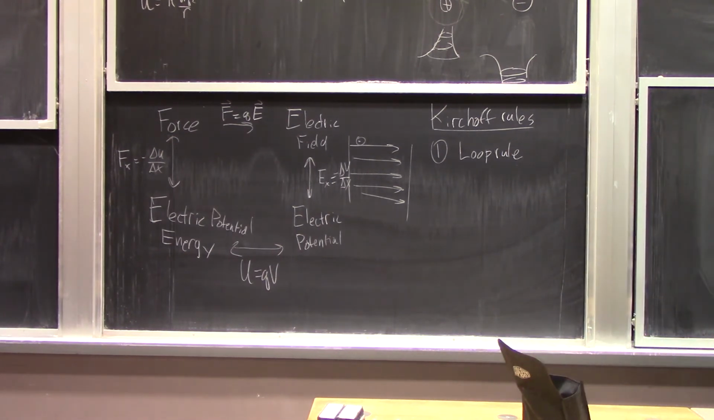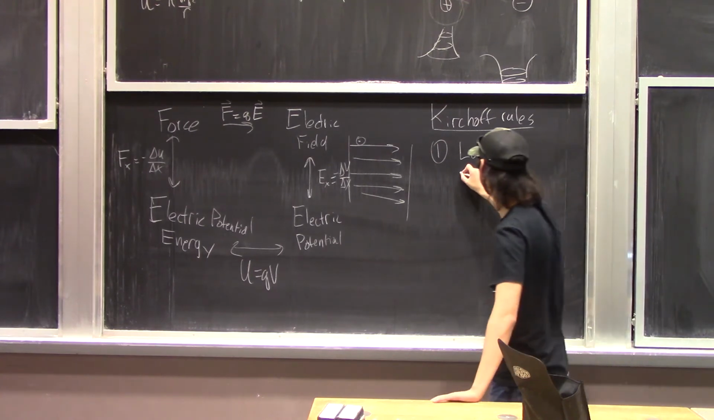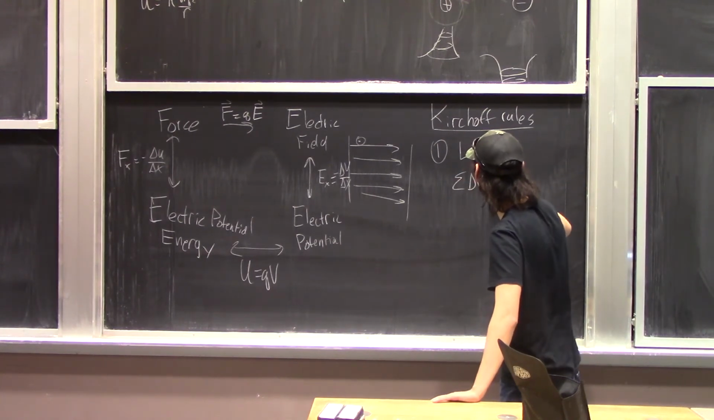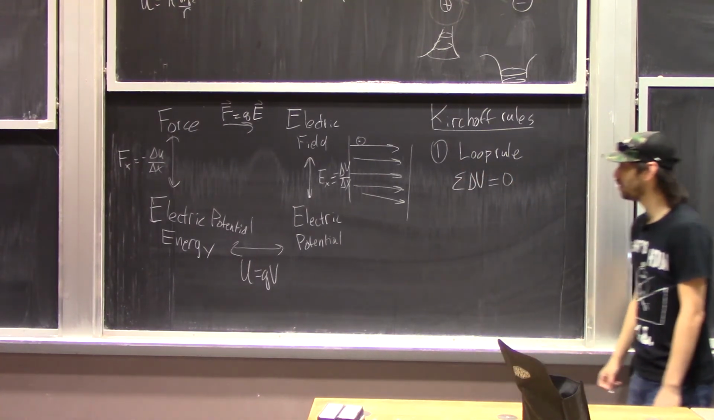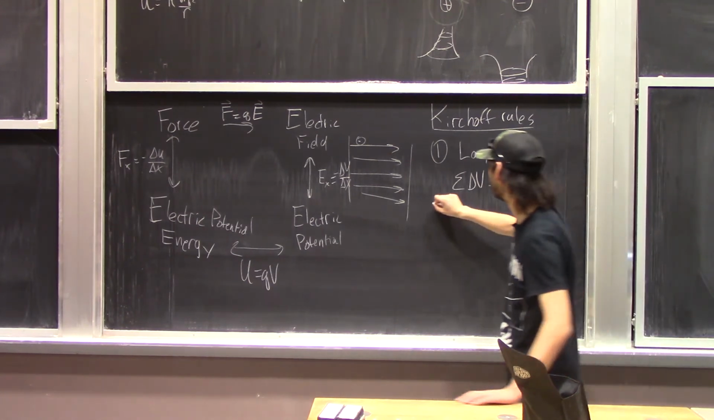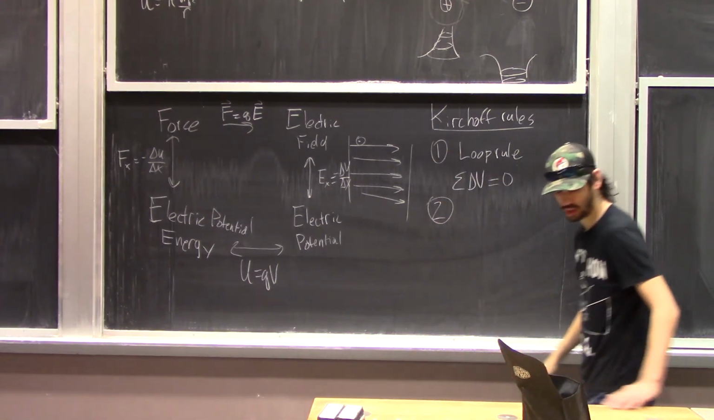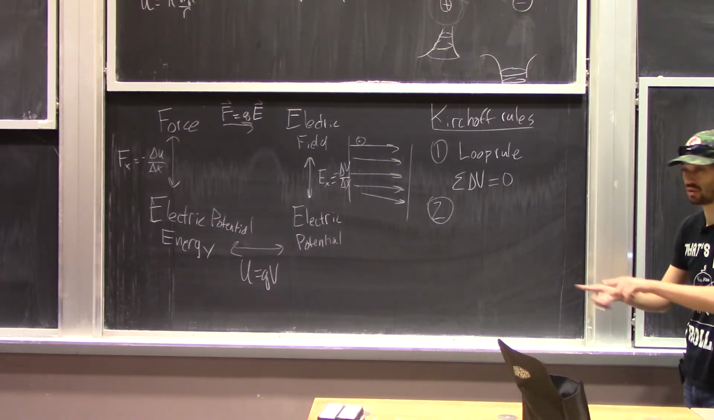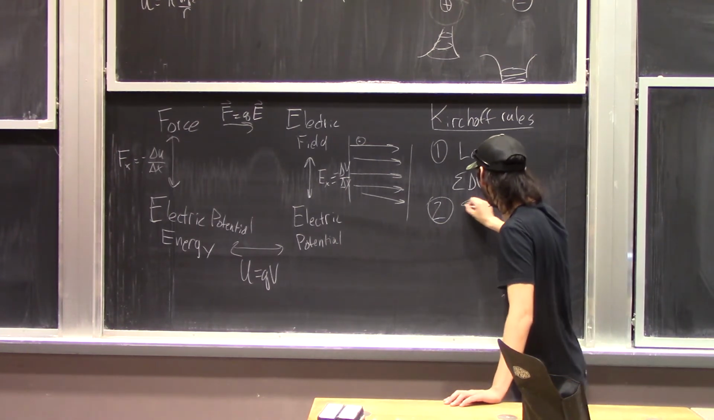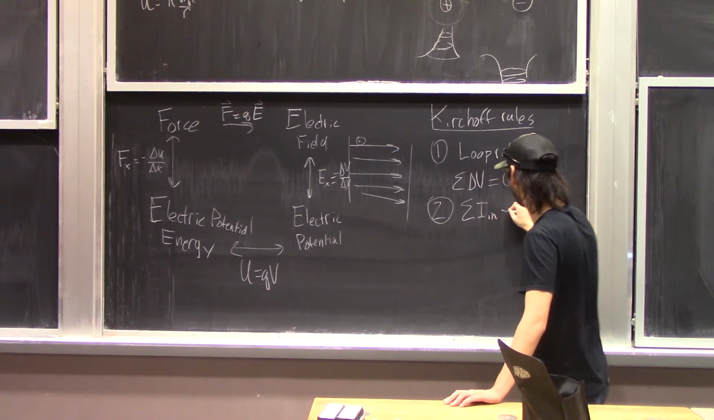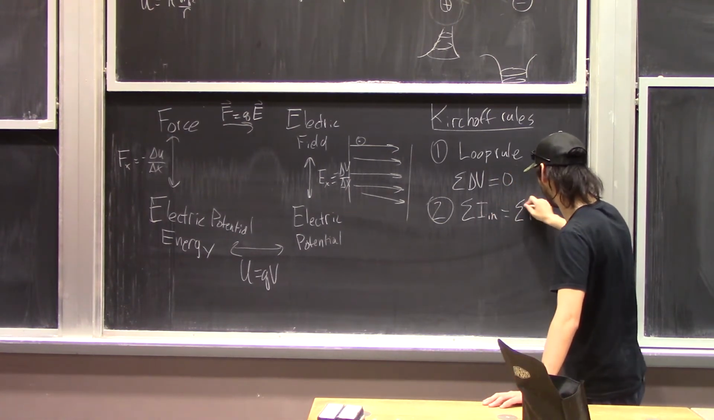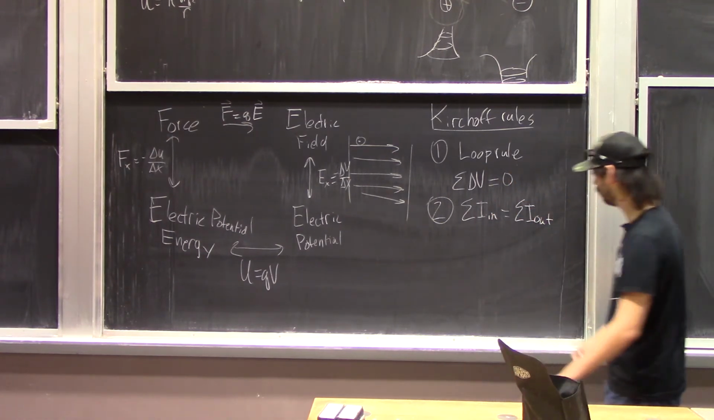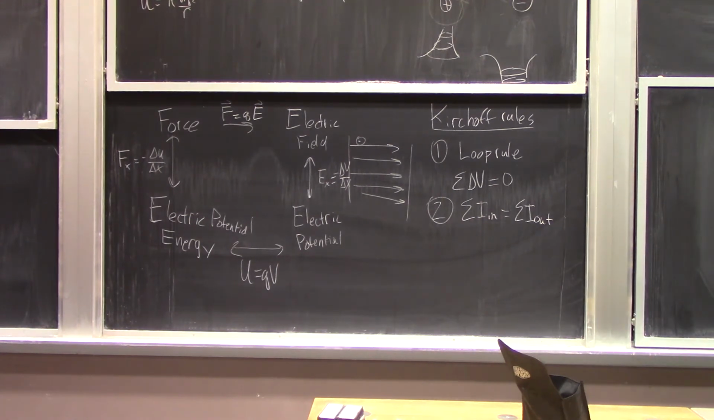And that was to say that around any closed loop, the sum of the change in electric potential is going to be equal to 0. And the second rule was the rule that said that the current into some junction is going to be equal to the current out of the junction. So I can say the sum of the current in is going to be equal to the sum of the current out of the junction. Okay.